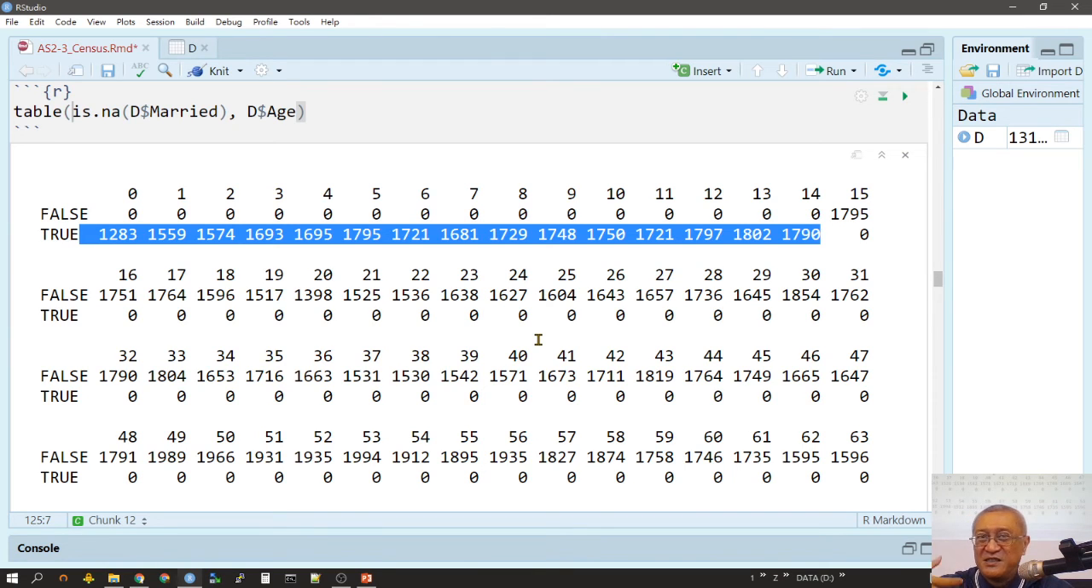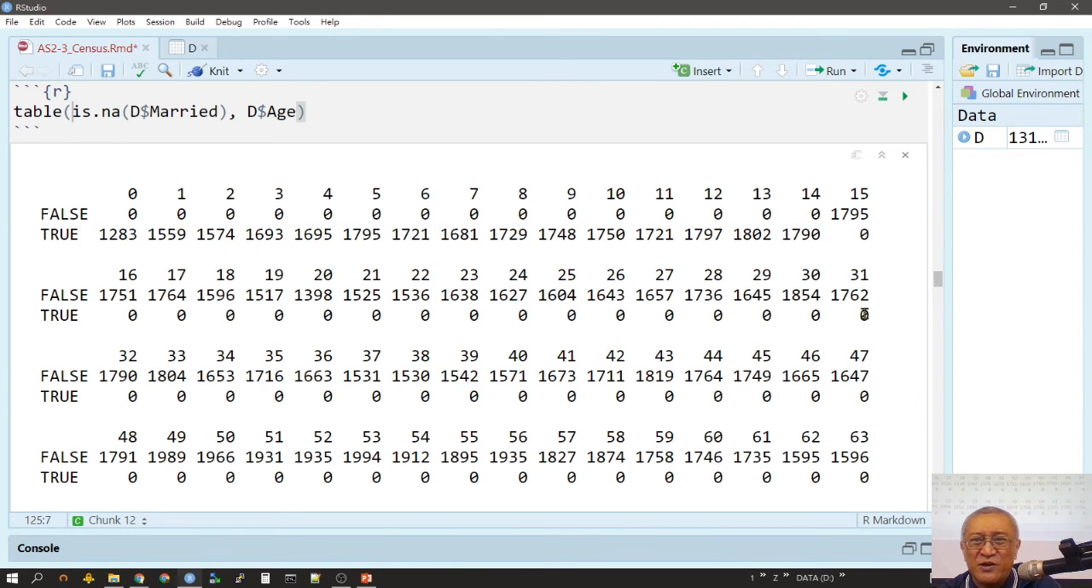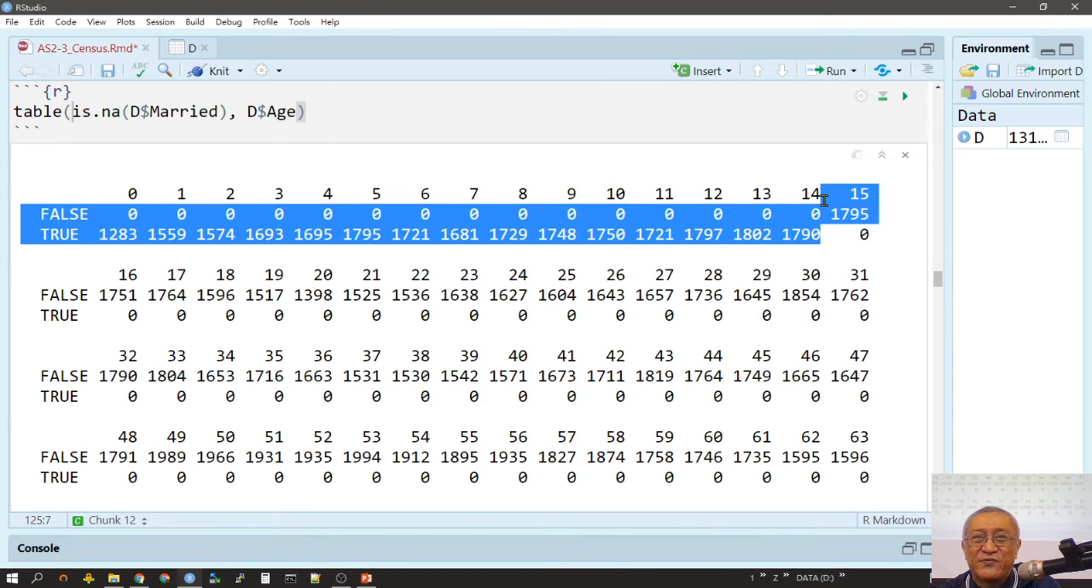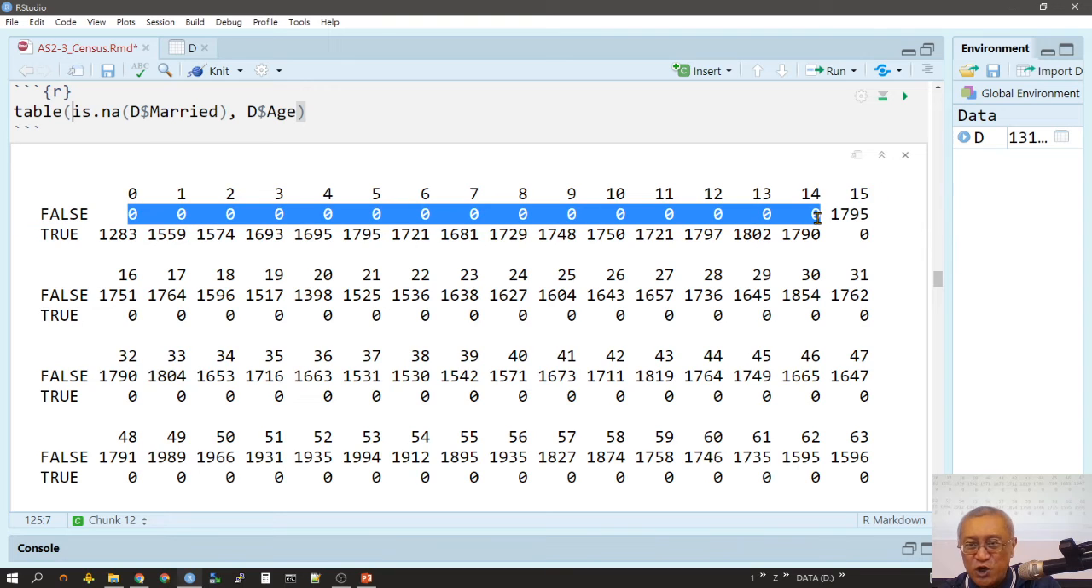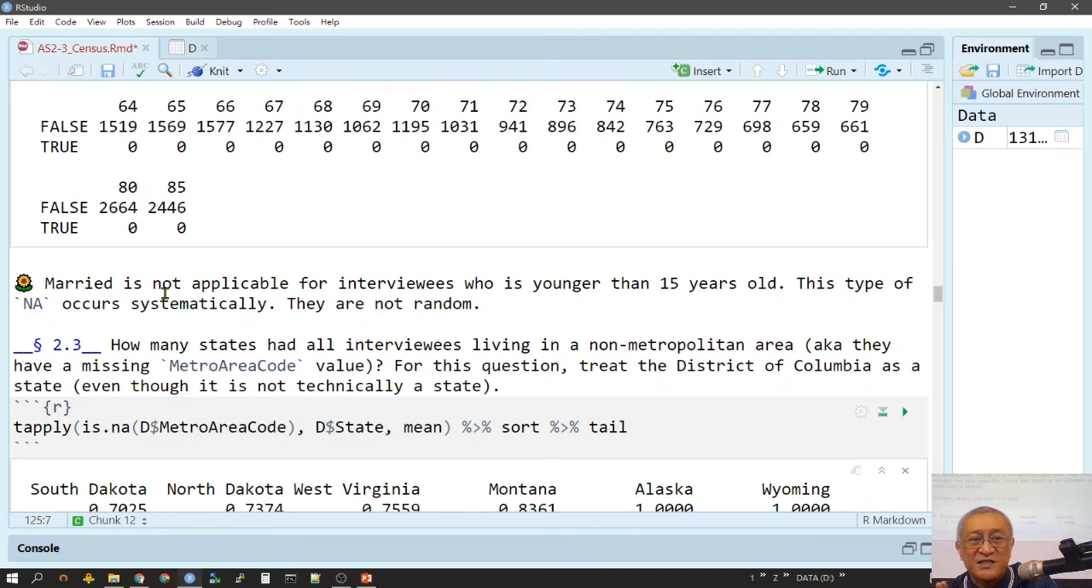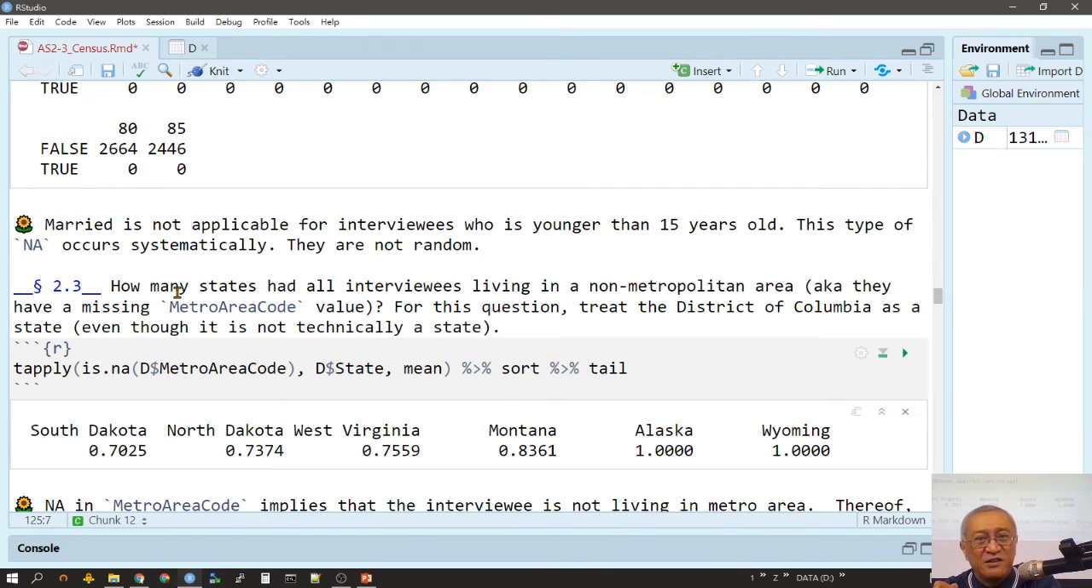There's only one variable that has a clear rule for the NA, which is marriage, because if your age is under 15, it's not likely that you're married. You can see a sharp distinction below and beyond the age of 15. So as I see here, this type of NA is not random. This is the systematic NA.